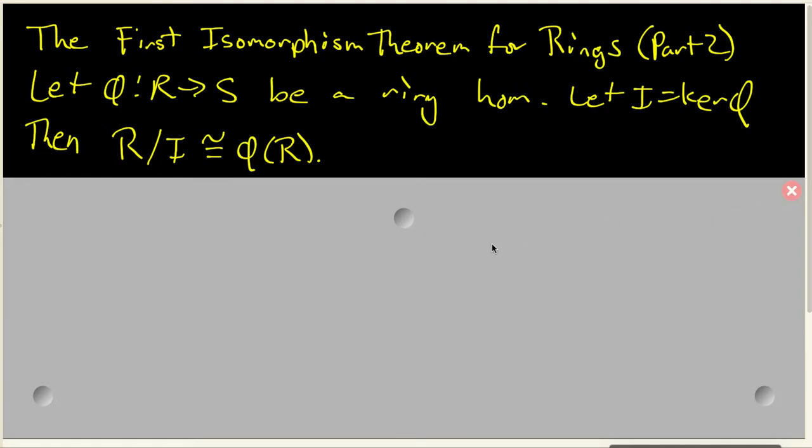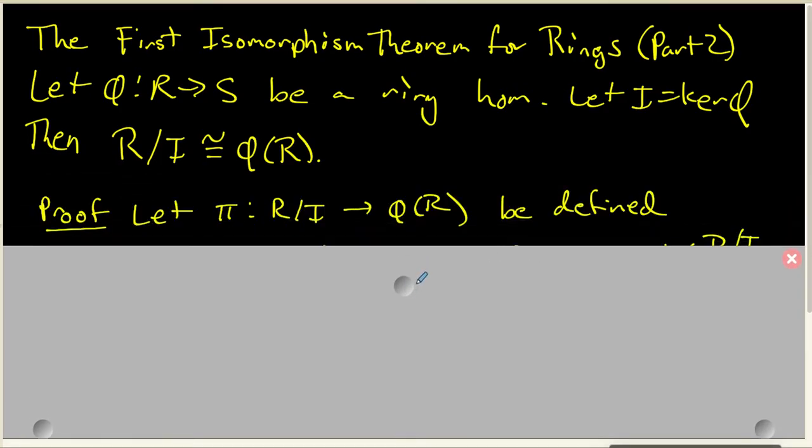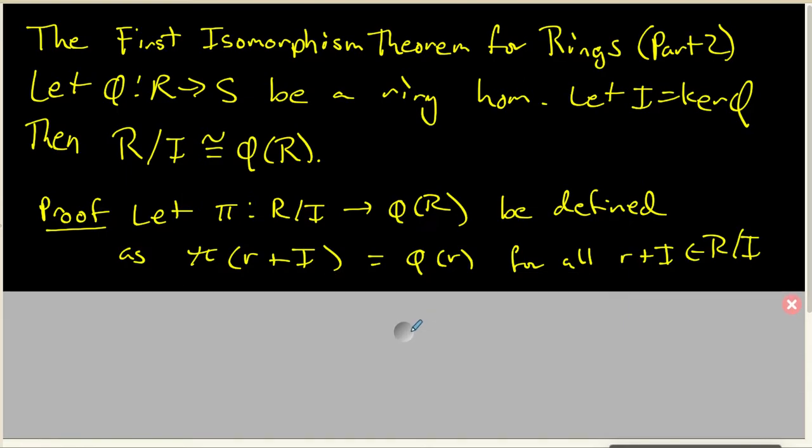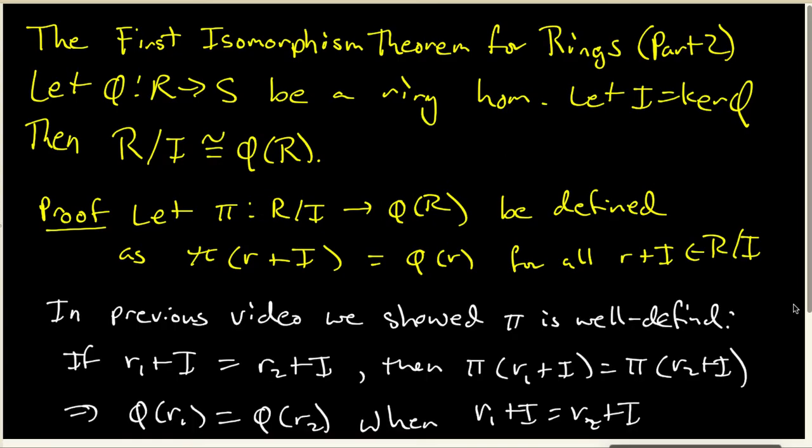In the previous video, we started the proof by defining a map pi from R mod I to phi of R as pi of R plus I is just phi of R for every single left coset R plus I inside the ring R mod I. And in the previous video, we showed that this map pi was well defined.